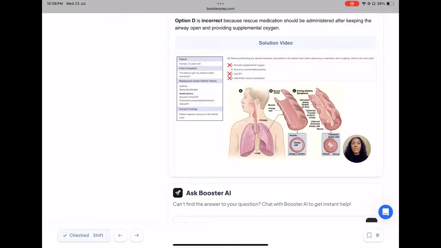Leaving us with option B, assume a comfortable position. So this is absolutely the first thing that you need to do if a patient is having an asthma attack. You need to stop the dental procedure that you're doing and allow the patient to be in a comfortable position. After that, you need to keep the airway open and monitor their oxygen saturation. Then you need to provide supplemental oxygen through a nasal cannula or a mask, and then you can administer a rescue inhaler. Then you can continue monitoring and call 911 if there's no improvement. So this is the correct answer for this question.